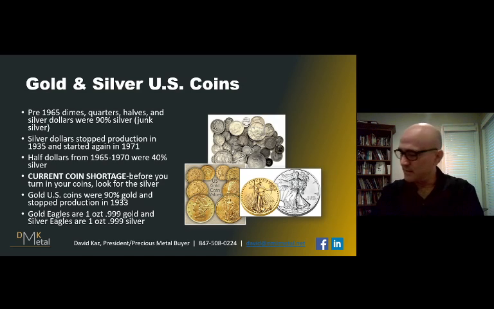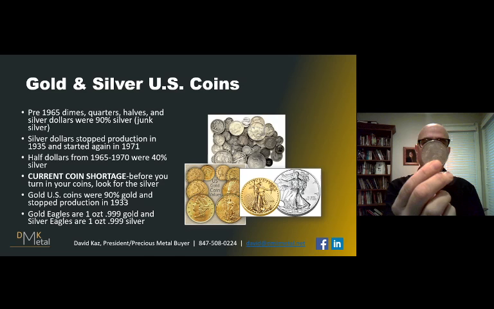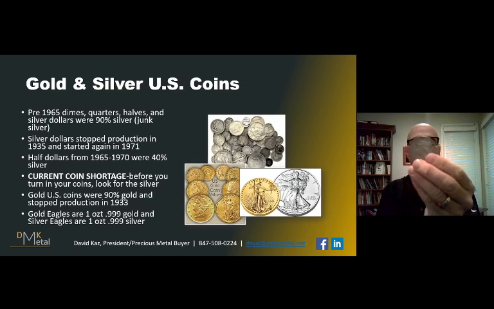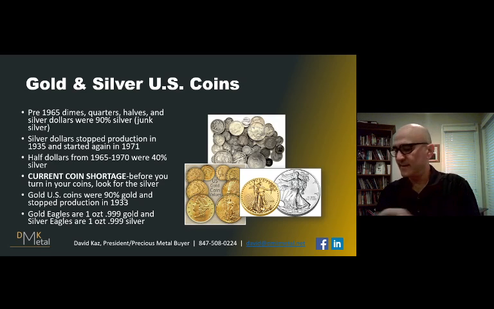The silver dollars. Here are two examples. This is a Morgan silver dollar, and this is a peace dollar. The peace dollar stopped production in 1935, and not until 1971 did we get silver dollars again, but there was no silver in them.